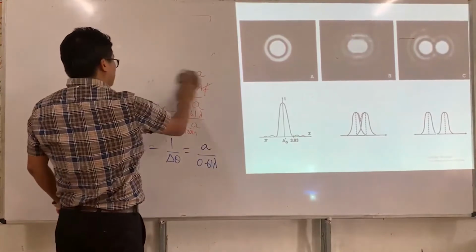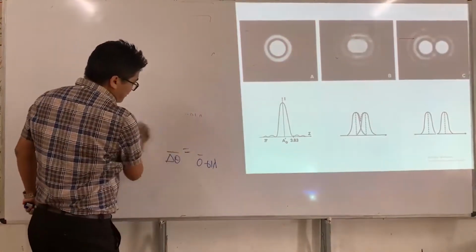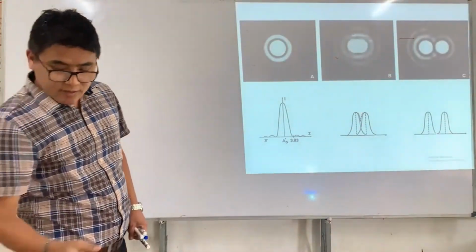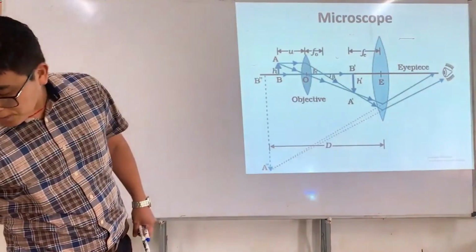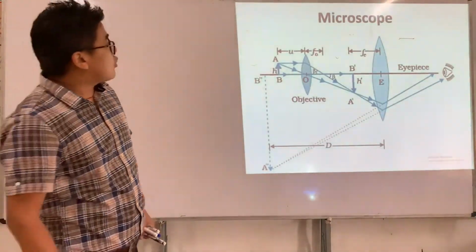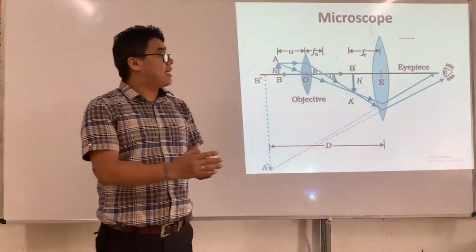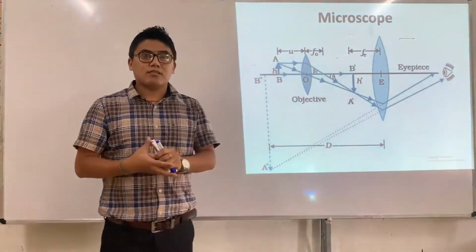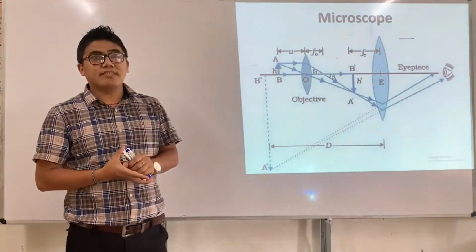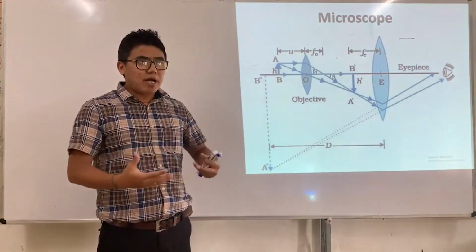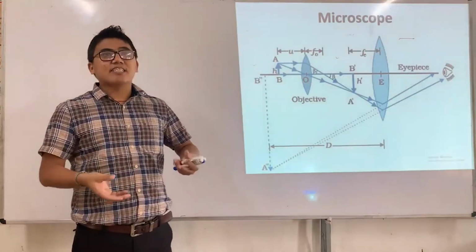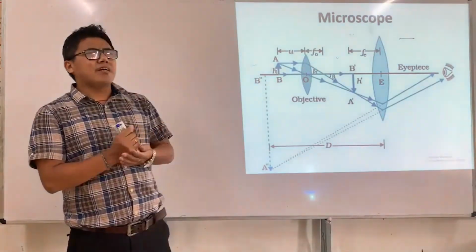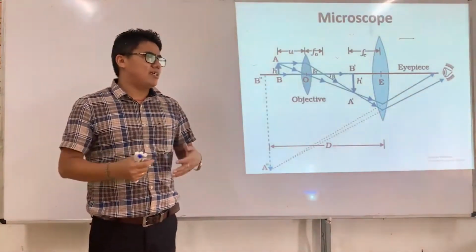Now I would like to start resolving power of the microscope. This is the microscope. Like in the previous case of the telescope, the factor that determines resolving power is the objective lens, which resolves a near object.